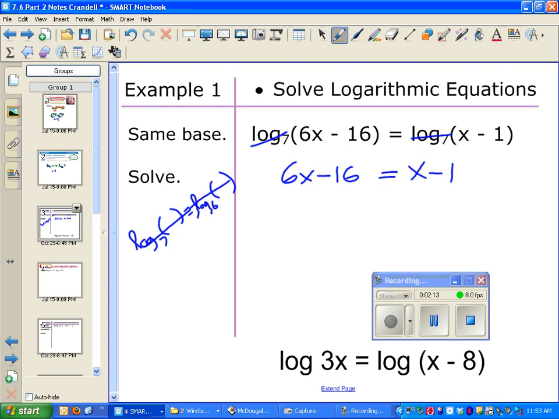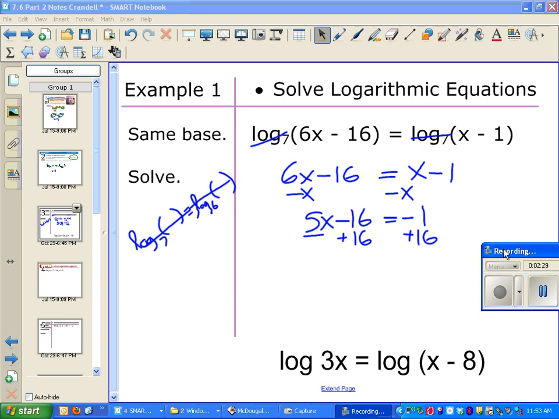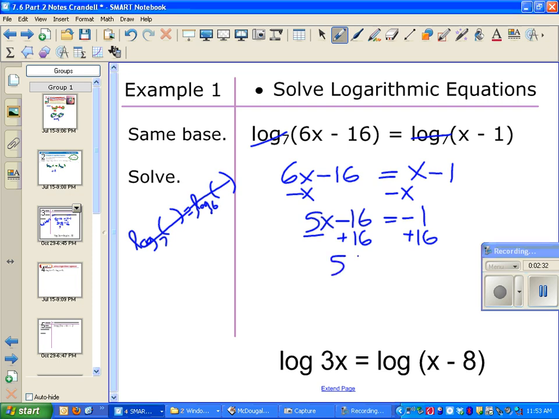All right, so let's go back to our example. We want x's on one side, numbers on the other, so we're going to subtract x, and we get 5x minus 16 equals negative 1. Since I have my x's on the left side, I'm going to add 16, and I get my numbers on the right side. Then we have 5x is equal to 15. Divide both sides by 5, and you get x equals 3.